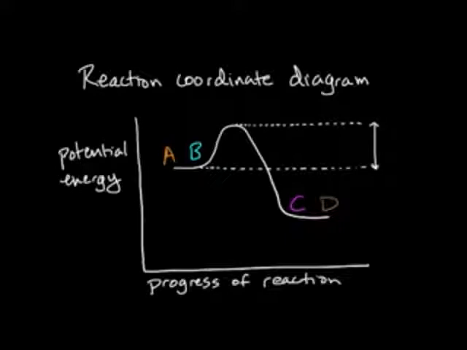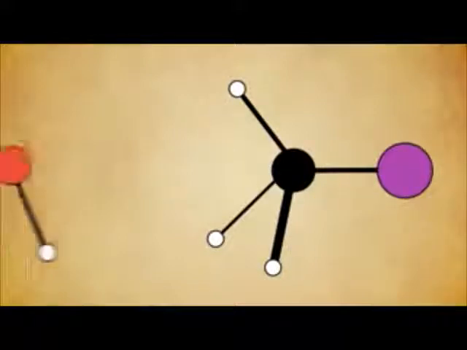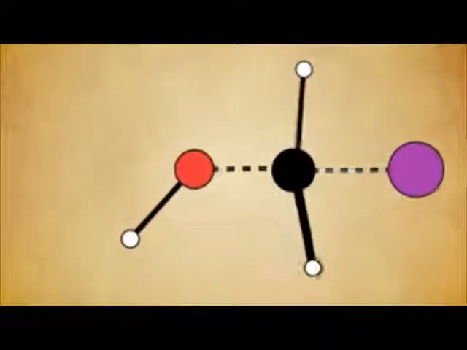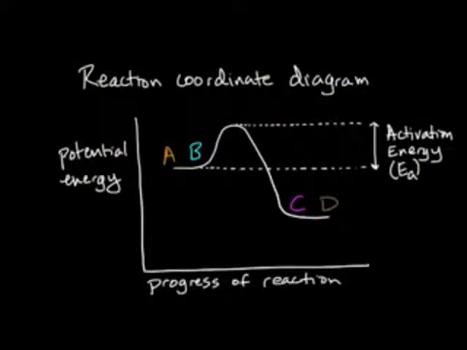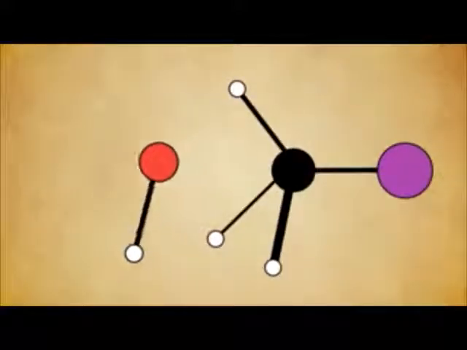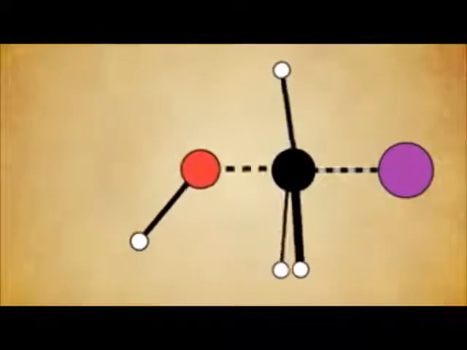This hump, this is the activation energy, the point of highest potential energy of the reaction. Two molecules must collide with at least this amount of energy in order to successfully react. Do you notice anything about this diagram? There's no indication of directionality. In other words, there's no reason that the reaction couldn't proceed backwards just as well as forwards.